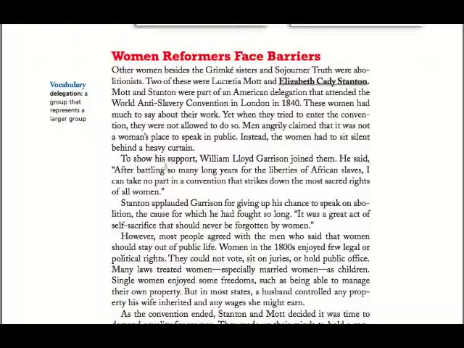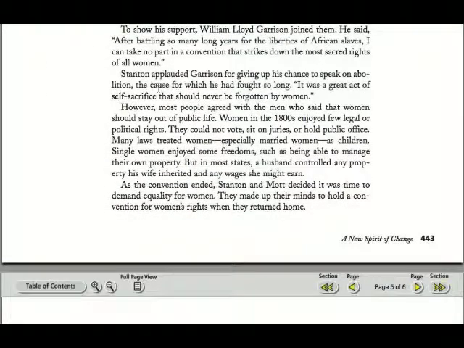To show his support, William Lloyd Garrison joined them. He said, "After battling so many long years for the liberties of African slaves, I can take no part in a convention that strikes down the most sacred rights of all women." Stanton applauded Garrison for giving up his stance to speak on abolition, the cause for which he had fought so long. It was a great act of self-sacrifice that should never be forgotten by women.